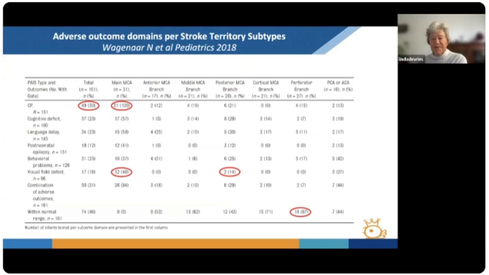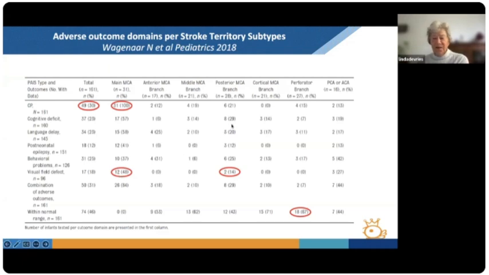And I think this table is very helpful when you talk to the parents. People always tend to say, well, if you have a stroke, then you have a 30% risk of developing cerebral palsy. And yes, that's correct. When you look at the whole population here of 161 babies, then indeed almost a third did develop a hemiparesis. But if you look at the children with a main branch, so this huge MCA, then all the children developed a hemiparesis, and half of them developed a visual field defect.